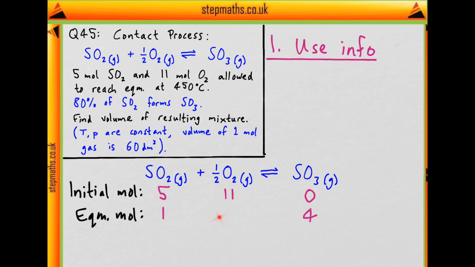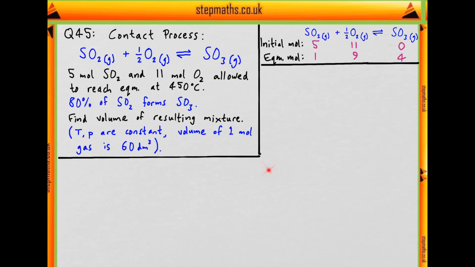And so what about oxygen? The coefficient tells us that half as much oxygen is used as SO2 is used. We've used 4 SO2, so that means we've used 2 oxygen, leaving us with 9. So where to go next?